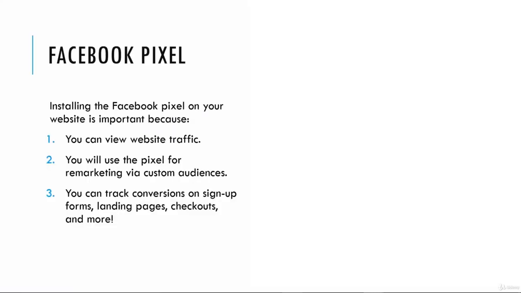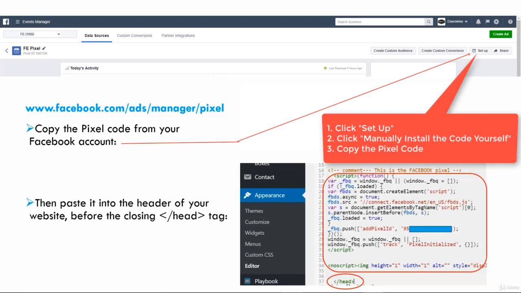Installing the Facebook pixel on your website is important because 1, you can view your website traffic via this pixel. 2, you will use this pixel for remarketing via those custom audiences, like that example I just gave. And 3, you can track conversions on sign-up forms, landing pages, checkouts, and more. So from this pixel page at facebook.com/ad/manager/pixel, just highlight that and copy that pixel code.